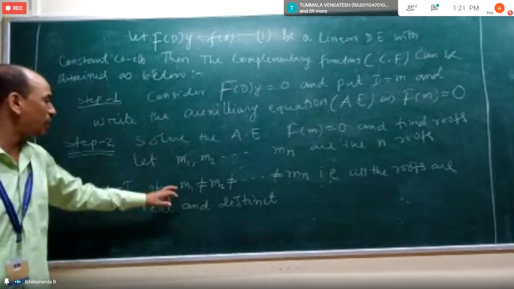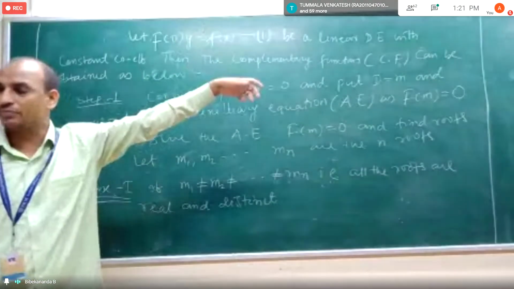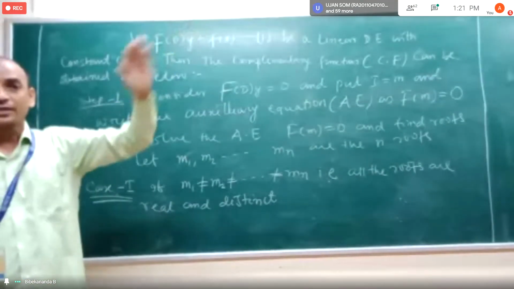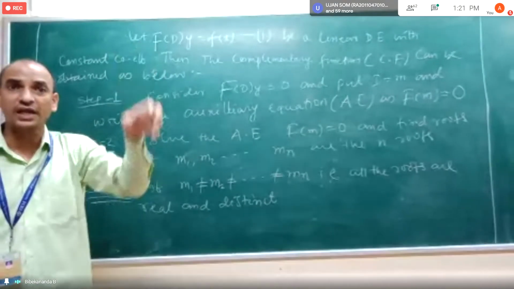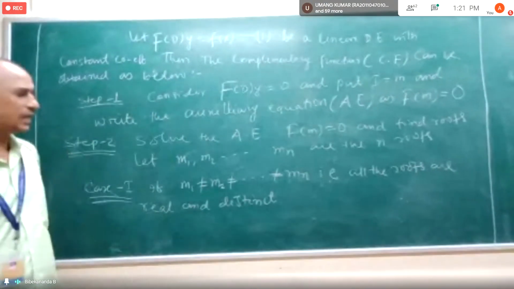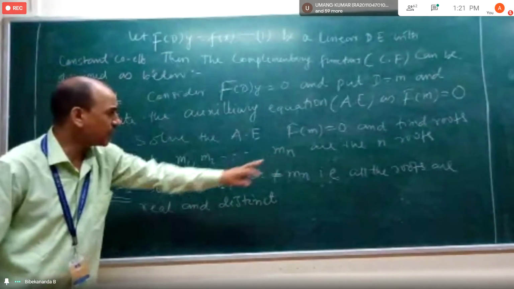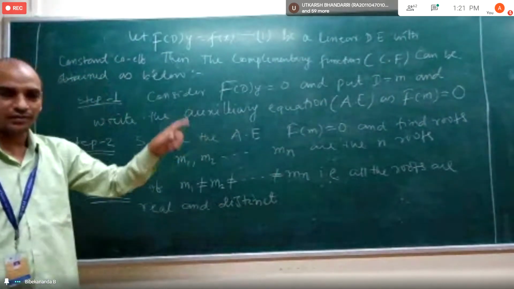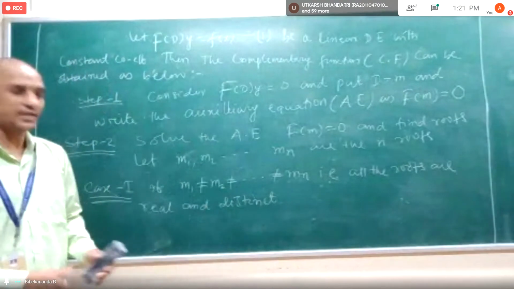All the roots means M1 is not equal to M2 is not equal to M3 is not equal to Mn. That means there are no roots which are equal. All of them are distinct. That is real and distinct.